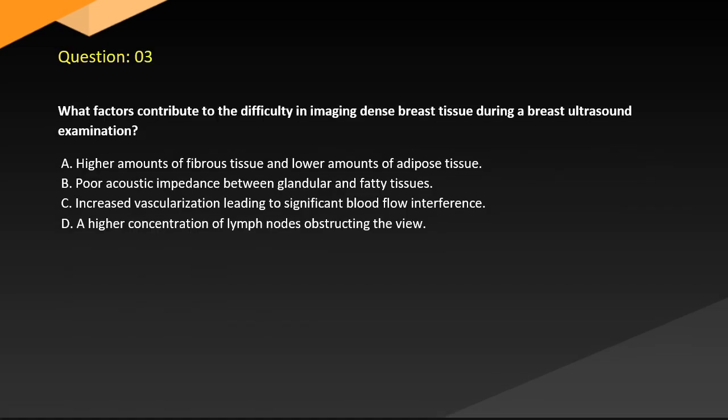Question 3. What factors contribute to the difficulty in imaging dense breast tissue during a breast ultrasound examination? A. Higher amounts of fibrous tissue and lower amounts of adipose tissue. B. Poor acoustic impedance between glandular and fatty tissues. C. Increased vascularization leading to significant blood flow interference. D. A higher concentration of lymph nodes obstructing the view.